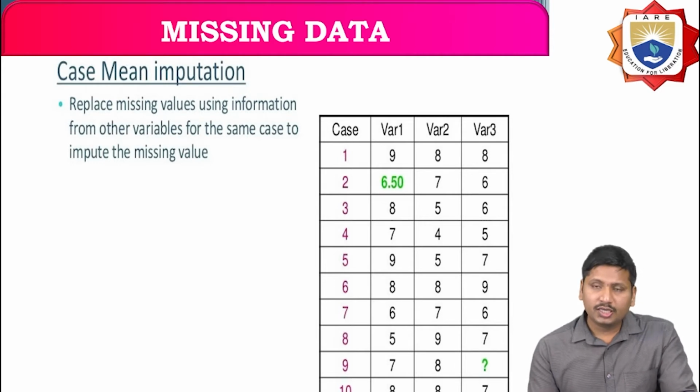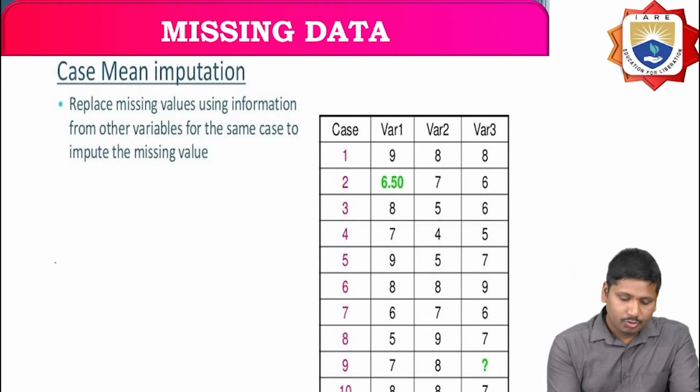And the next one is case mean imputation. So what is case mean imputation? Here you have to replace all the missing values with the information from other variables for the same case to impute the missing value, right? So here we have to calculate the missing value. You have to fill the missing value with the information you get from the other variables for the same case to impute the missing value.